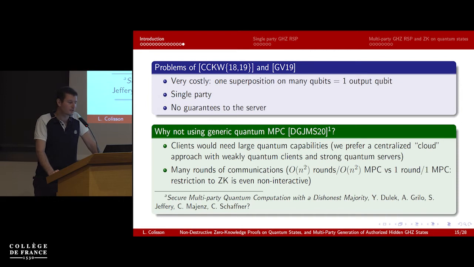Now there is some protocol that could be used, for example, the one that can perform generic quantum multiparty computations. But the problem is that first, the client needs to have very large quantum capabilities in order to run this protocol. And in our scheme, we prefer to have a more centralized approach where you have a weakly quantum client and a strong quantum server. And most importantly, in this generic quantum multiparty computation protocol, you have many rounds of communication. And in our case, we would like to have a non-interactive protocol with at most one round of communication.